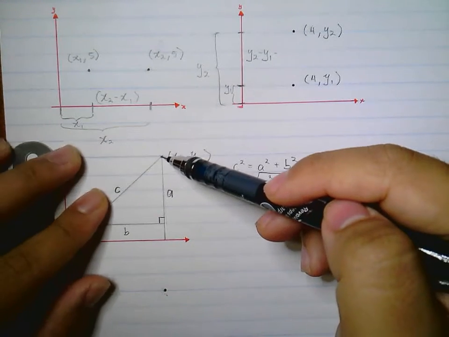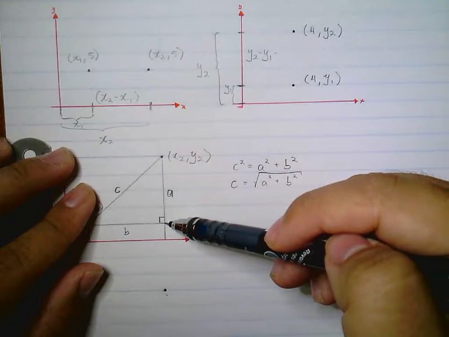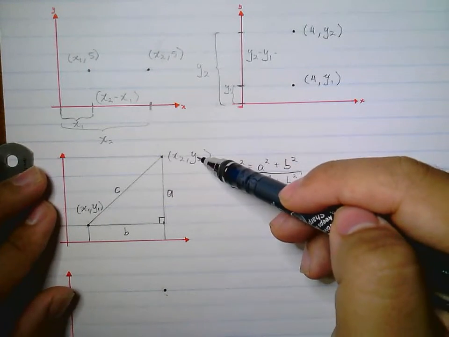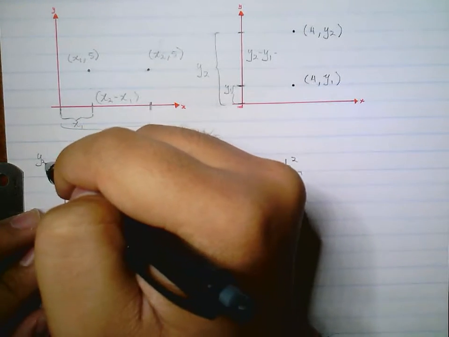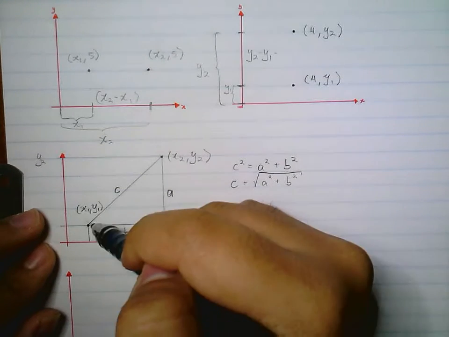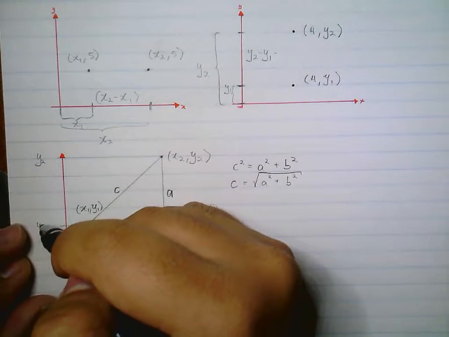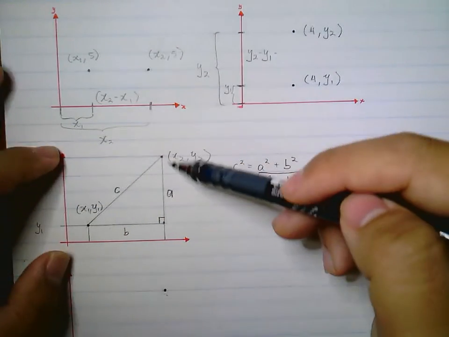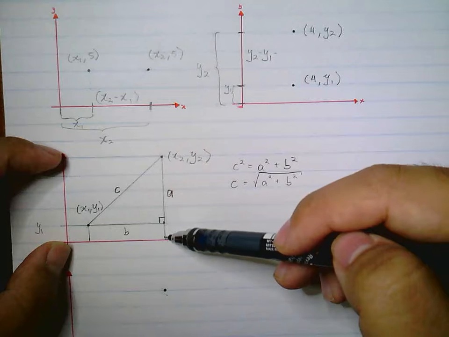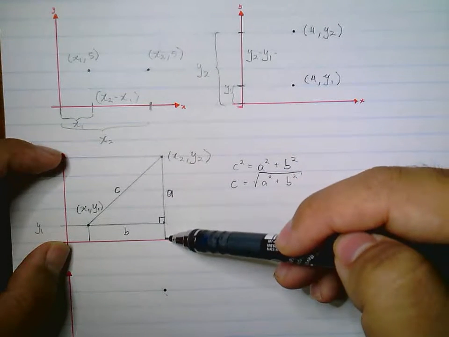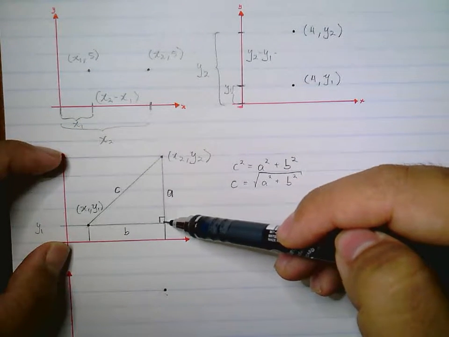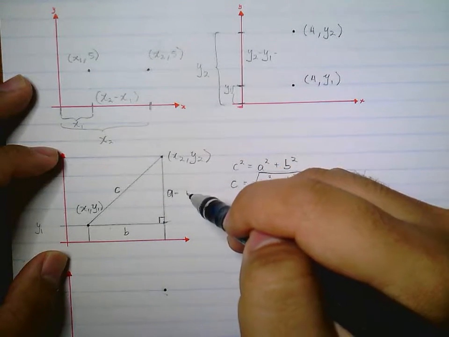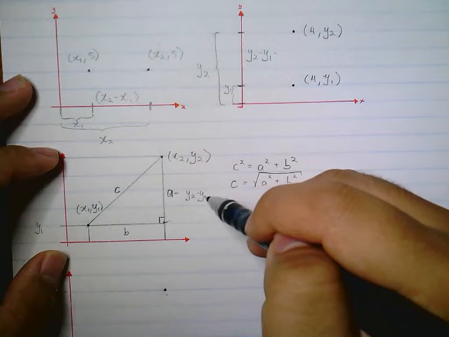But now take a look. What is the length of A? Can you see that? Isn't that y2? And isn't this point here y1? So isn't this length here y2 take away y1? So the length of A is actually y2 minus y1.